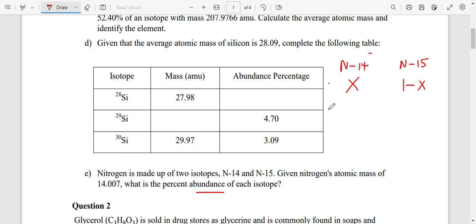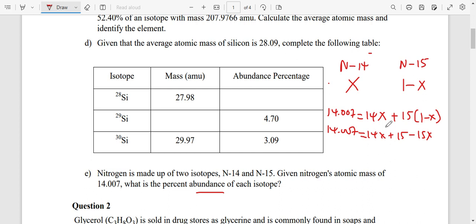So I'm going to say atomic mass, which is given as 14.007, is going to be equal to mass 1, which is 14, multiplied by the abundance, which is x, plus mass 2, which is 15, multiplied by the abundance, which is 1 minus x. So this will give us 14.007. That will be equal to 14x plus 15 times 1, that is 15. 15 times x, that's 15x.